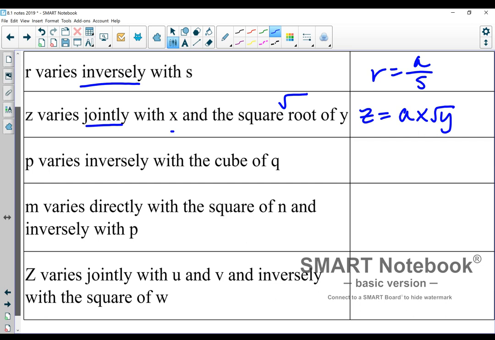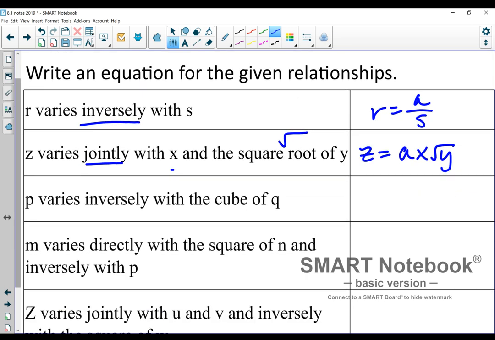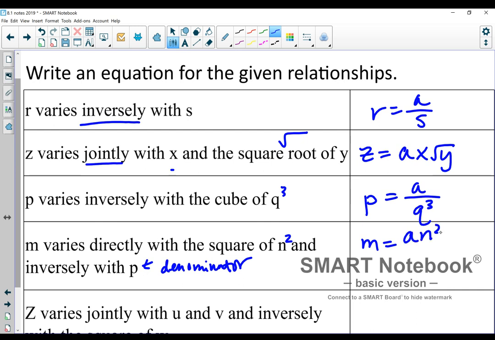P varies inversely with the cube. So cube is going to be like third power. So inversely means it would be a divided by q to the third. Varies directly with the square of n. So that's n squared, and inversely with p. So inversely means this one's going to be in the denominator. So m equals, my a would be in the numerator, the n squared is in the numerator because it's directly with the n squared, and then it will be over p.